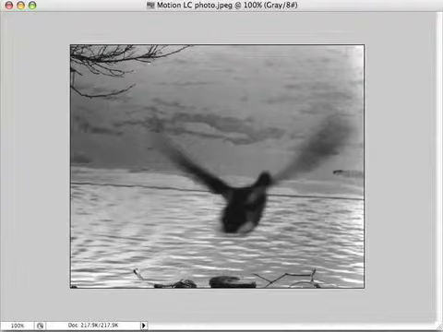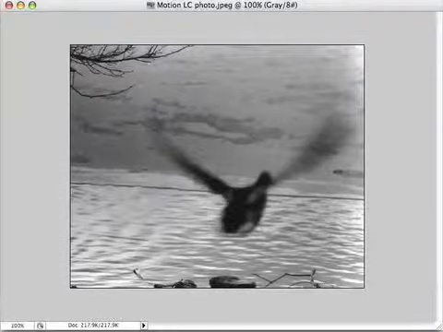How much it blurs depends on the length of exposure time. The longer the shutter speed, the more the object blurs. The exposure for this shot was 1/15th of a second at f5.6 using ISO 100 film.